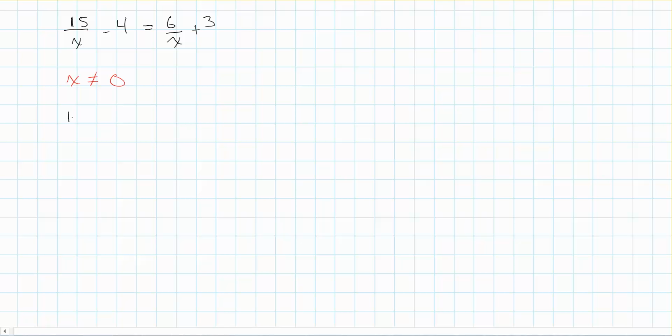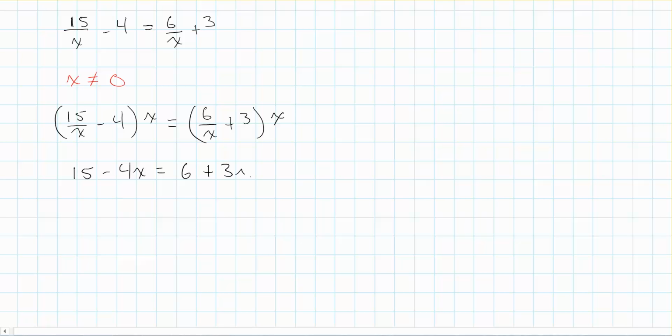So I'd have 15 over x minus 4, and I'm going to multiply that by x. And then on the right hand side I have 6 over x plus 3, and since I multiplied by x on the left hand side of the equation, I have to do it on the right hand side as well. Now I'm going to distribute it. I'm not going to show the work like I did in the previous one. 15 over x times x is 15, minus 4x is equal to 6 plus 3x. Now I just go through and solve this.